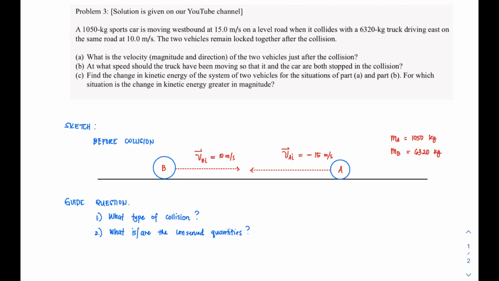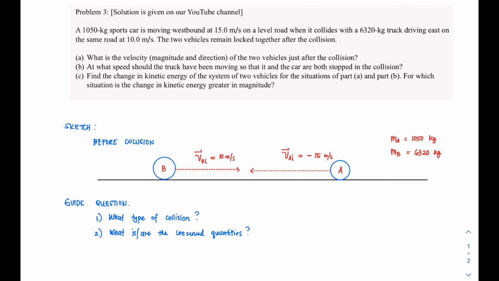So this is our third problem, and in our problem we have a 1050 kilogram sports car which is moving westbound at 15 meters per second on a level road, where it collided with a 6,320 kilogram truck that is driving east on the same road at the speed of 10 meters per second. The two vehicles remained locked together after the collision.